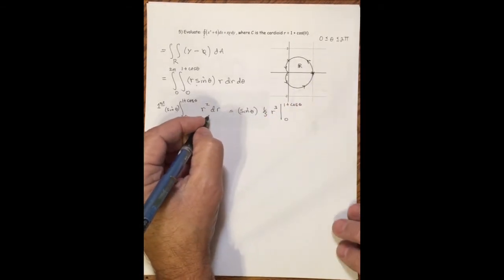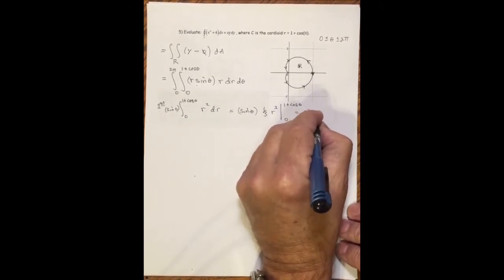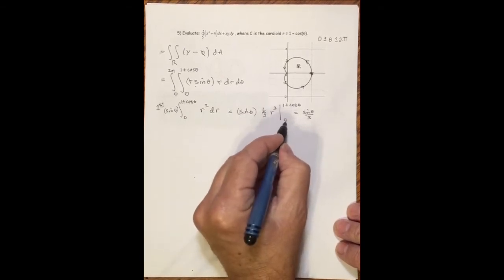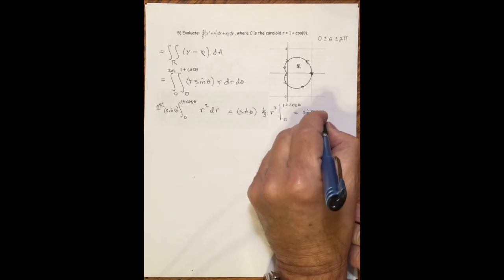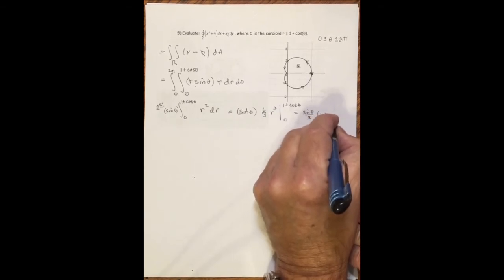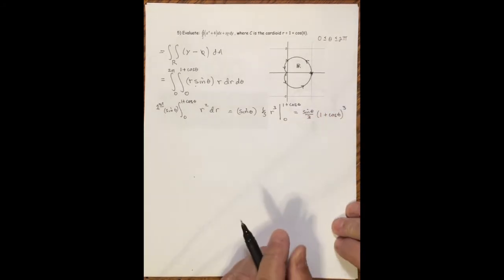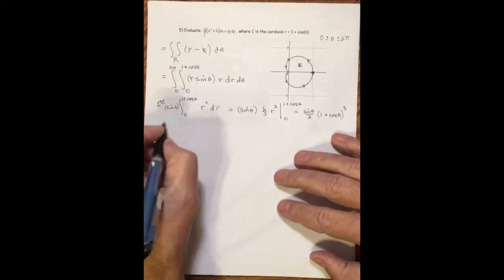So what is going to happen? So I get sine theta over 3. Now I'll get no contribution from the 0, but it's just 0 cubed. So I end up with 1 plus the cosine of theta quantity cubed. Oh my word. Well, okay.